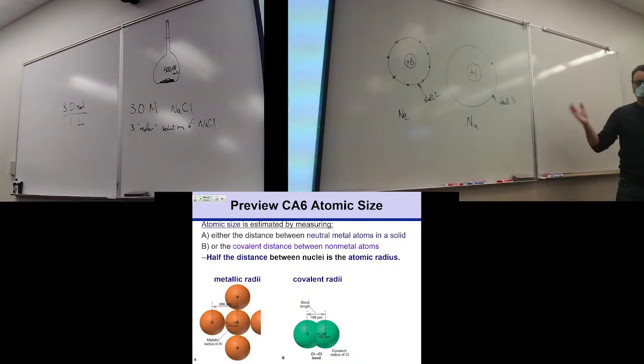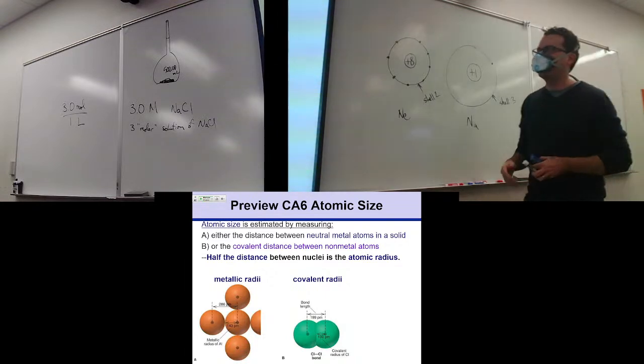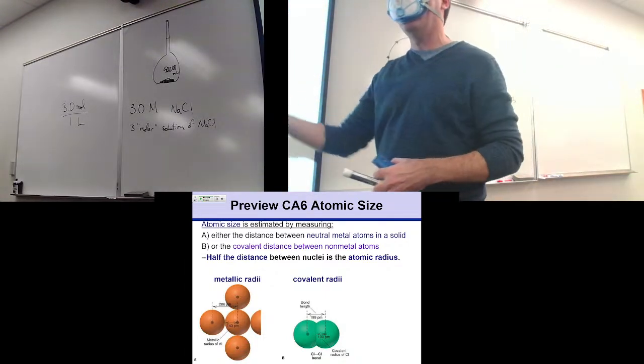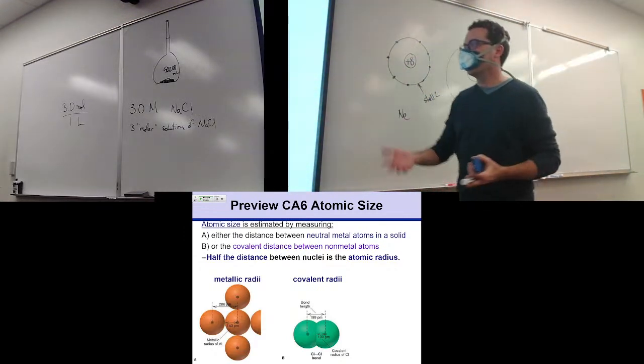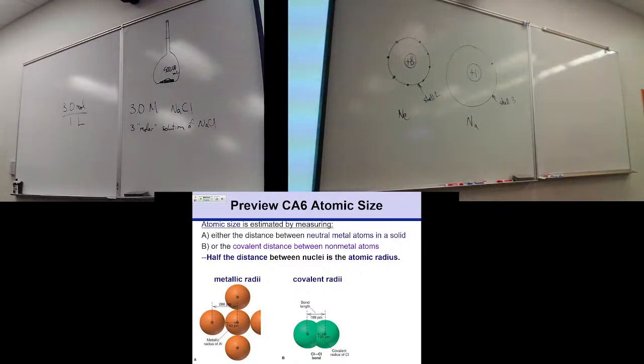But that's kind of a nebulous definition. So a lot of ways we can define the size of an atom is by looking at how much space it takes up in a solid or in a bond or something like that. So this is one way. Take a metallic radius.